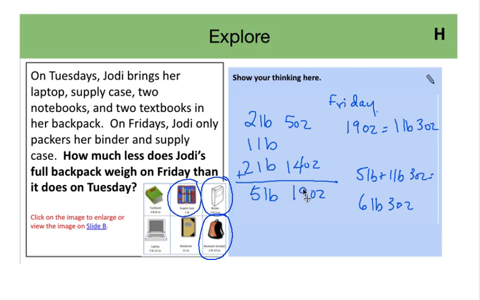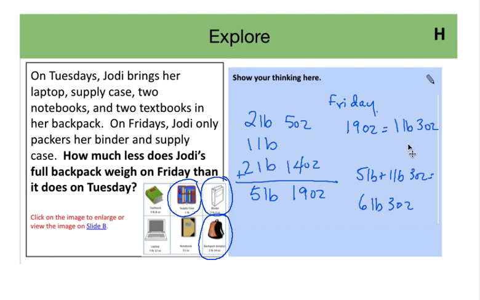So again, I went ahead and added up those like terms. 5 ounces plus 14 ounces gives me 19 ounces. Doubles here, 2 and 2 is 4, plus 1 more gives me 5 pounds. Again, I need to convert that 19 ounces because there is a pound in there. So 19 ounces, remember 1 pound equals 16 ounces. So I have 1 pound and 3 more ounces.